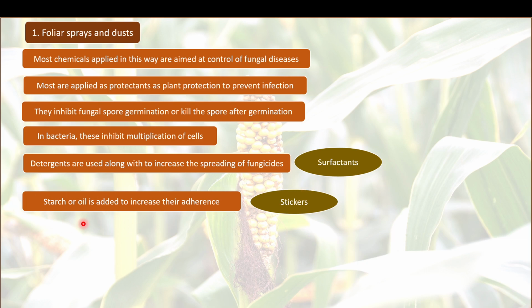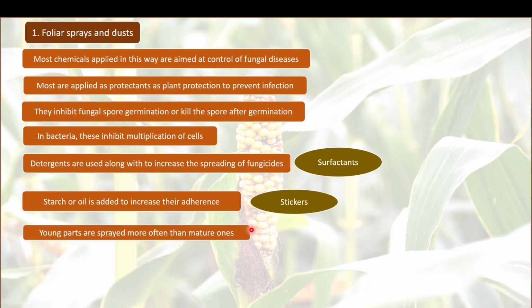With the chemicals, starch or oil is also used to some extent to increase their adherence, right? Whatever chemical you use, if it does not stick to the surface of your plant, it will not be effective. And you already know that starch and oil are sticky substances, so they are used as stickers, because of which your chemical will stick to the plant.